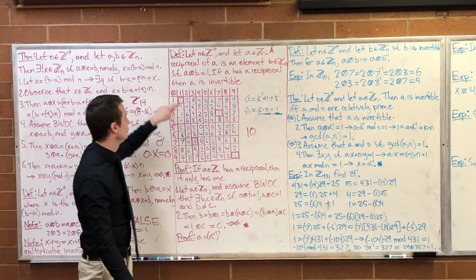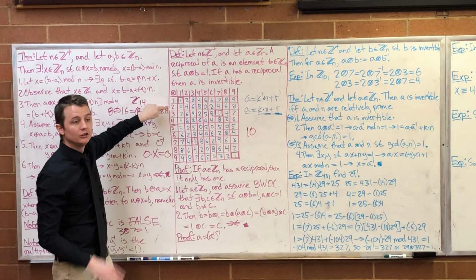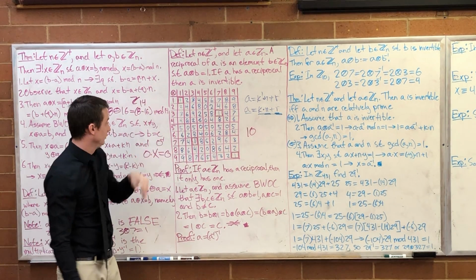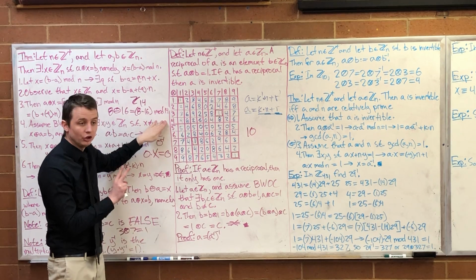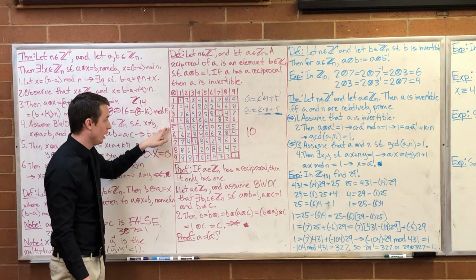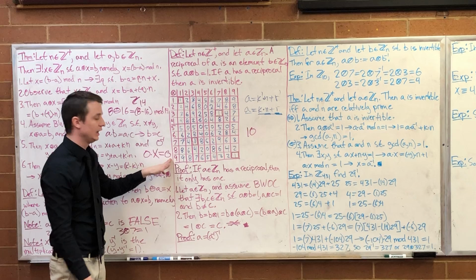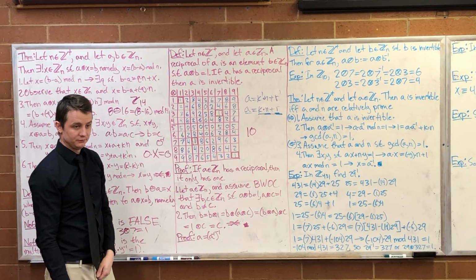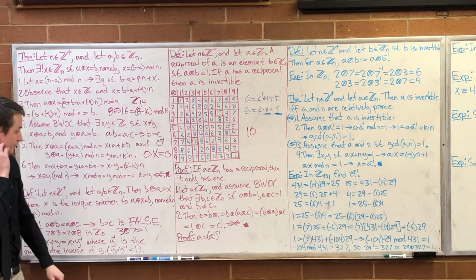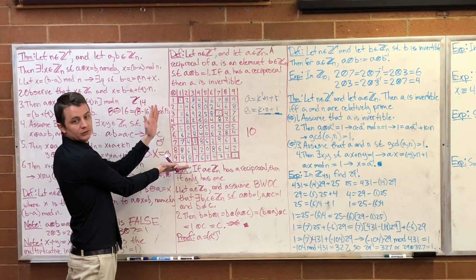What's the greatest common factor between 10 and 1? 1. What's the greatest common factor between 10 and 2? 2, not 1. Between 10 and 3? 1. Between 10 and 4? 2, which is not 1. Between 10 and 5? 5, which is not 1. With 6 it's 2, with 7 it's 1, with 8 it's 2, with 9 it's 1. So that's what it turns out is going to be the case, and we'll prove that. But do you feel like you understand what this table is telling us?